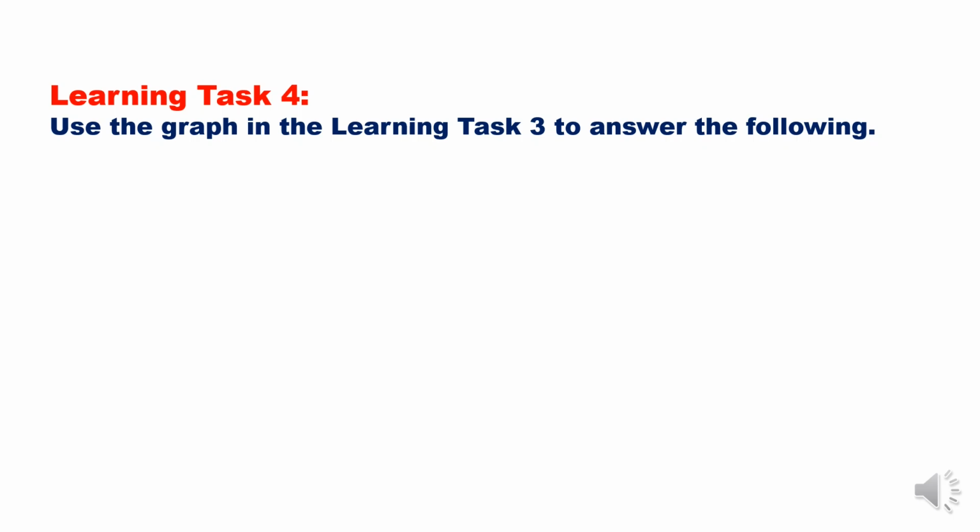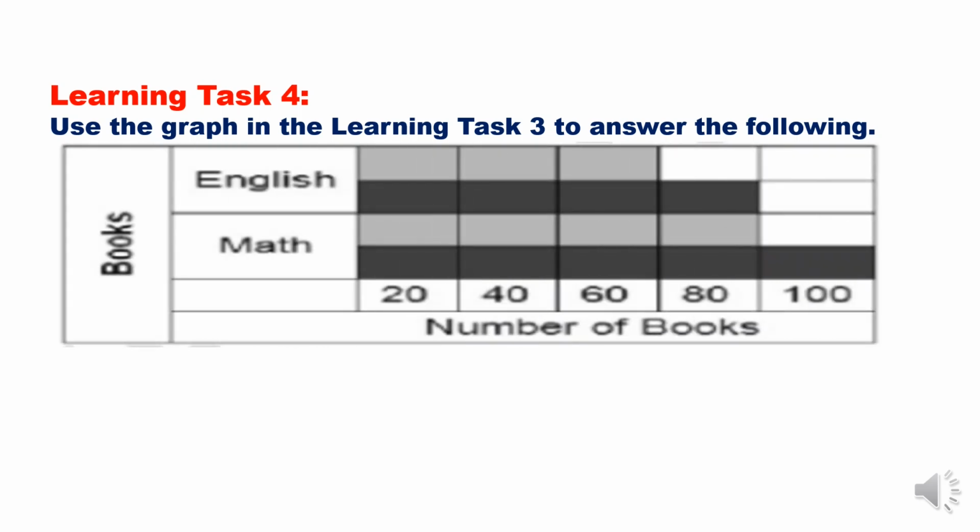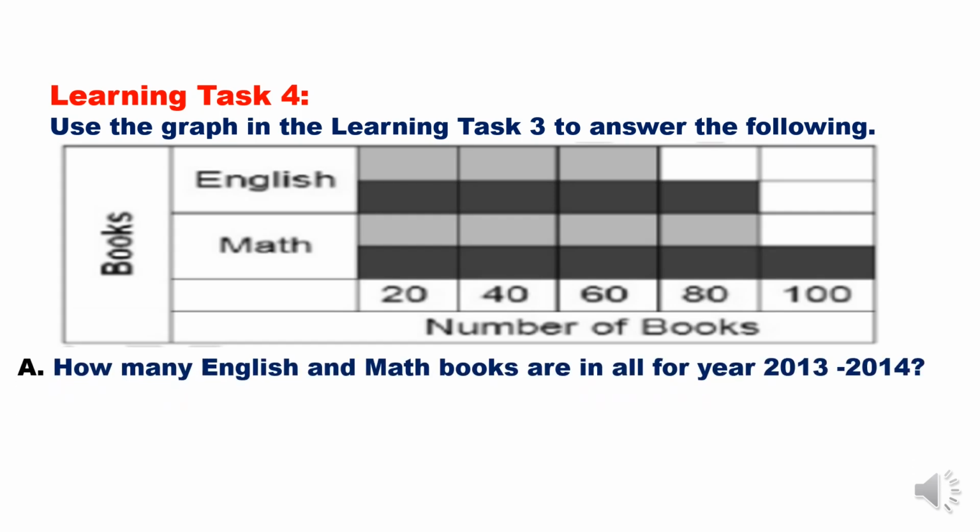Learning task 4. Use the graph in the learning task 3 to answer the following. Letter A. How many English and math books are in all for year 2013 to 2014? Number 1, what is asked? Number 2, what operation will you use? Number 3, what is the complete answer?